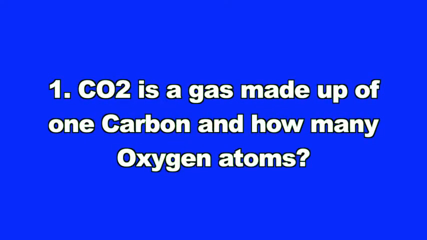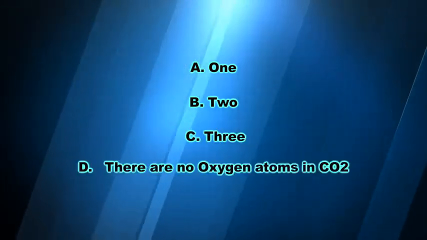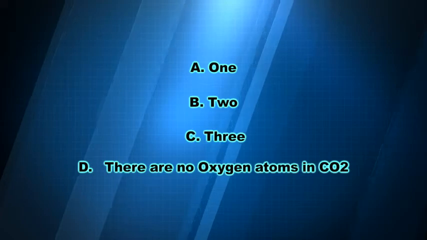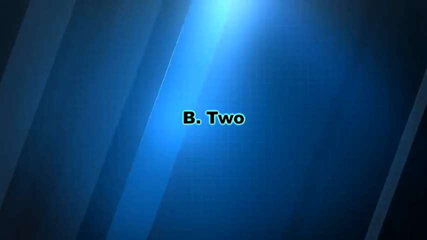Ready to test what you just learned about our first ingredient, CO2? Here is question 1. CO2 is a gas made up of 1 carbon and how many oxygen atoms? A, 1. B, 2. C, 3. D, there are no oxygen atoms in CO2. The correct answer is B. There are 2 oxygen atoms in CO2 gas.